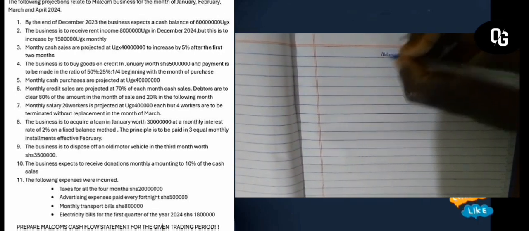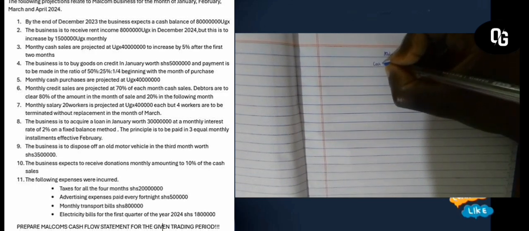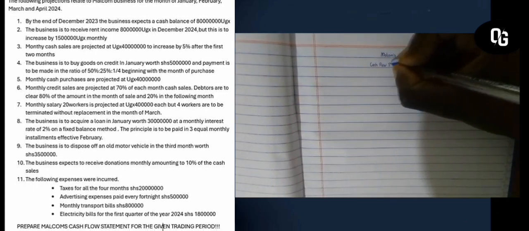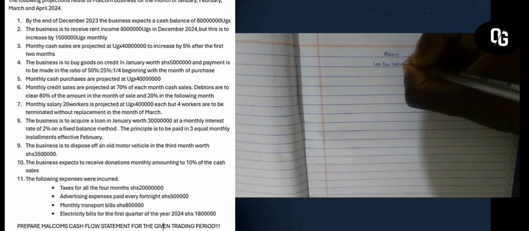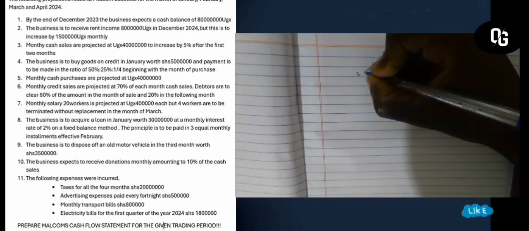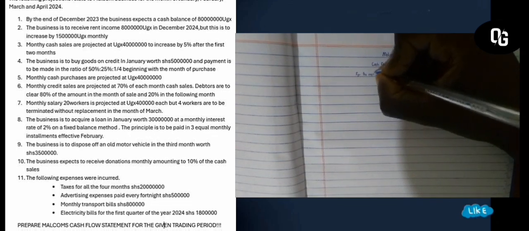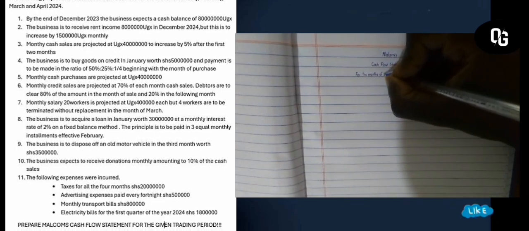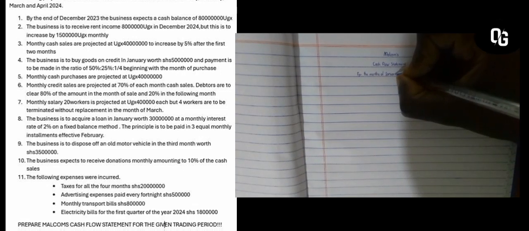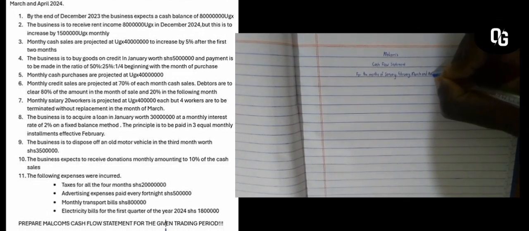So, as we have been doing, we're going to start off with the business title. So this is Malcolm's cash flow statement for the months of January, February, March, and April 2024. This is the final cash flow statement that I will be performing on this channel. So in the next video, I will be engaging into loan repayment schedules.